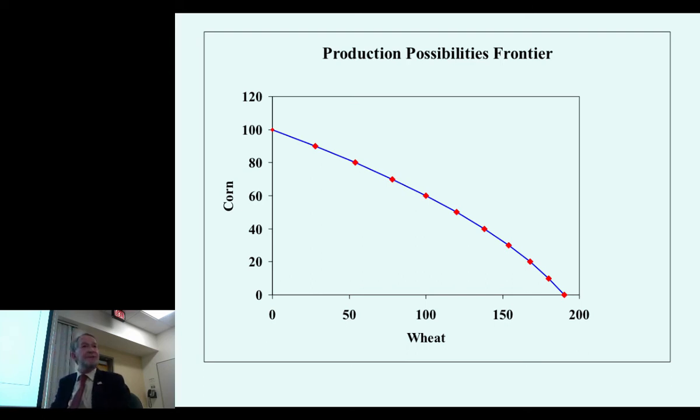Negative, and that represents cost, right? More wheat means less corn. More corn means less wheat. So we already know that. But notice that here, it is not a straight line. Here, the curve is curved. And the way to describe that is it is concave with respect to the origin.